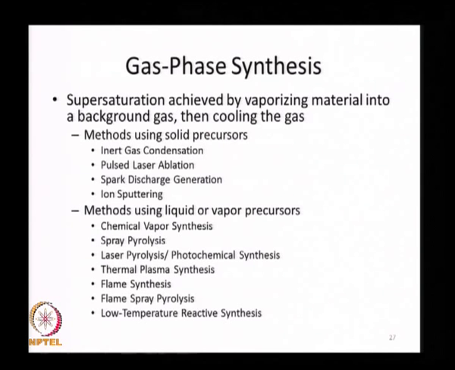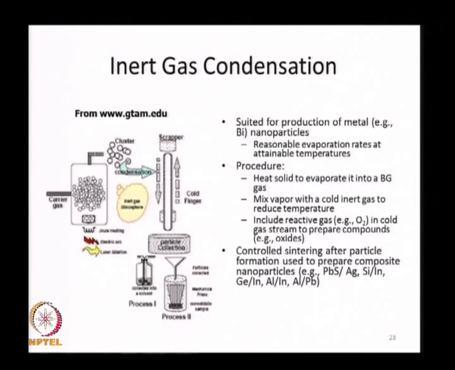The precursor or the material that is vaporized can be in solid form, or it can be in liquid or even vapor form. The methods that use solid precursors of material which then get vaporized include inert gas condensation, pulsed laser ablation, spark discharge generation, ion sputtering, and methods that use liquid or vapor precursors are chemical vapor synthesis, spray pyrolysis, laser pyrolysis, photochemical synthesis, thermal plasma synthesis, flame spray pyrolysis, low temperature reactive synthesis, etc. We will just look at a few examples of these.